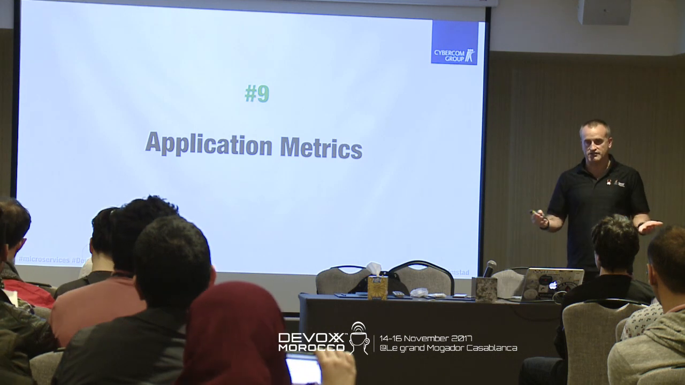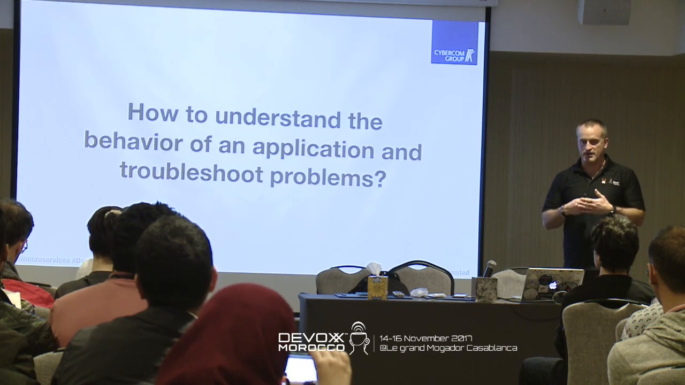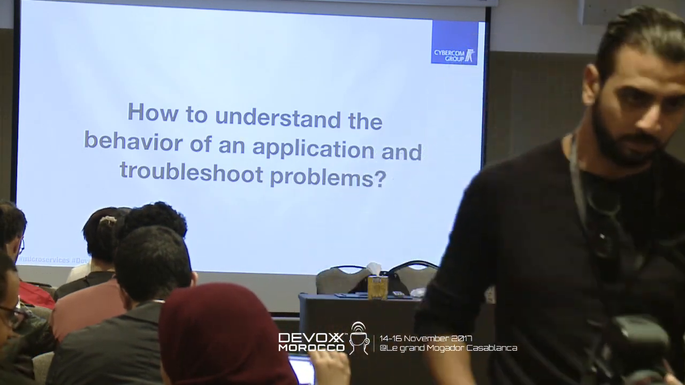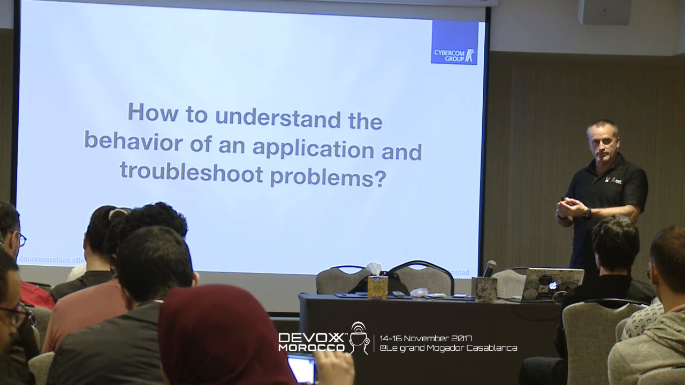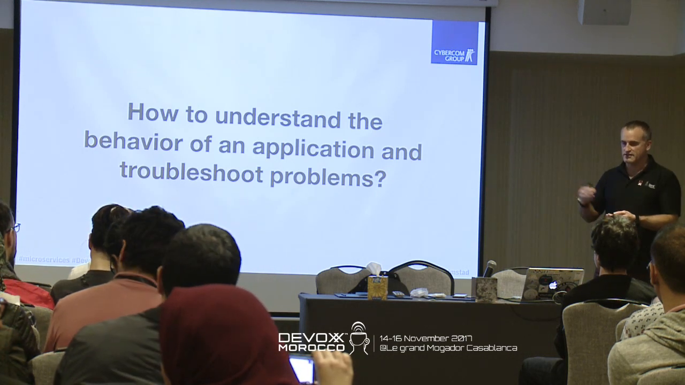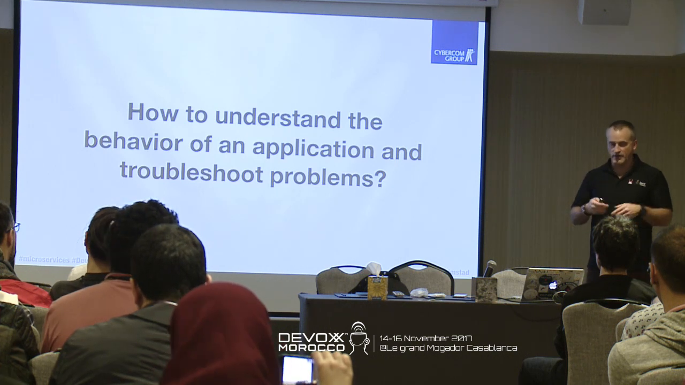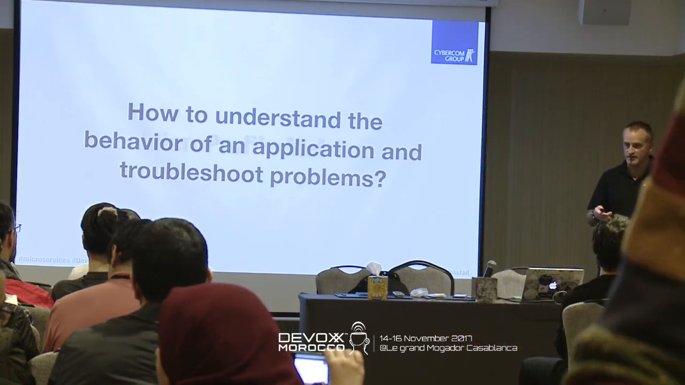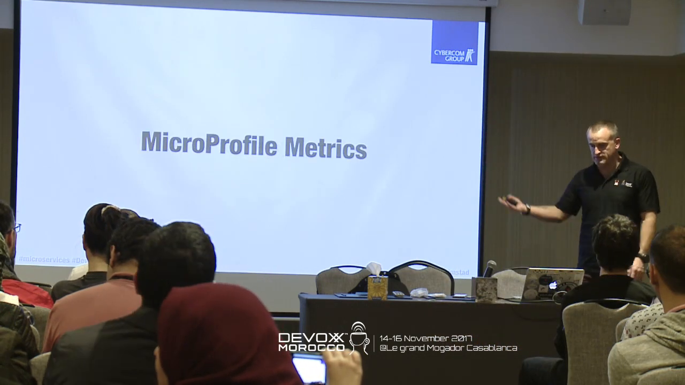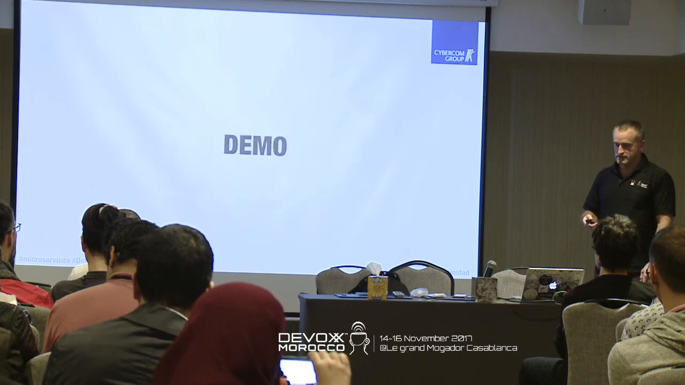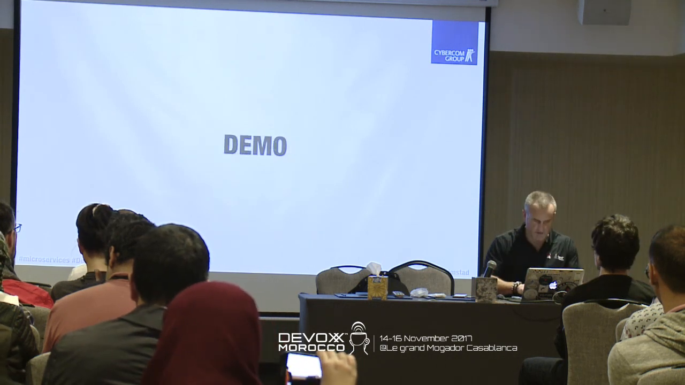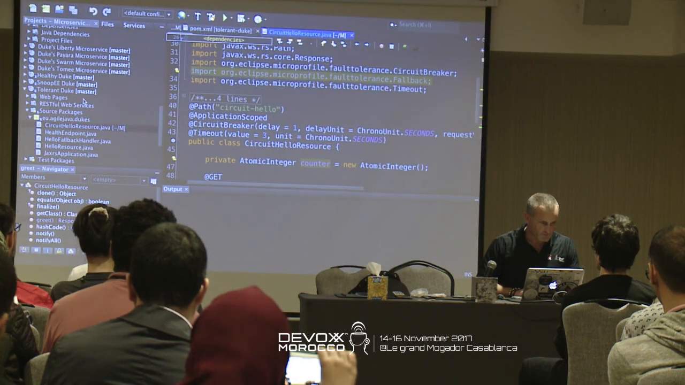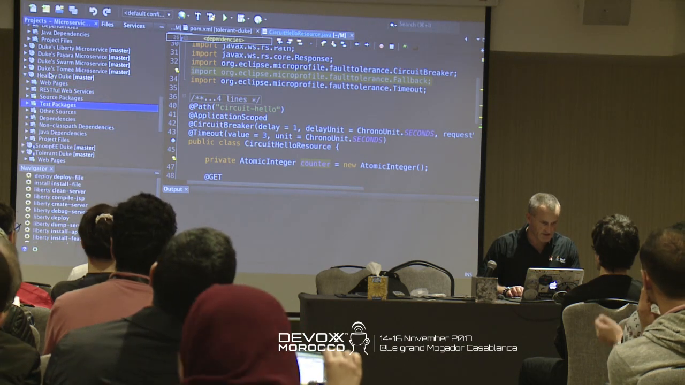And that is application metrics. You also want to know how your application behaves. So this pattern addresses the problem of how to understand the behavior of an application and troubleshoot problems. In this case, you want to have metrics for your application, and you want to keep it simple. You don't want your application code actually doing the metrics for you. The MicroProfile Metrics project provides this for us. So let's show these two in a demo. And I have here the Healthy Duke, which implements this stuff.